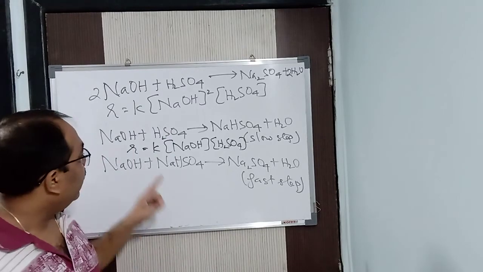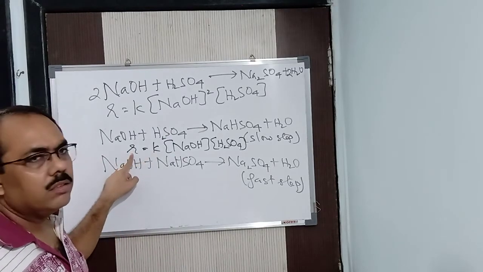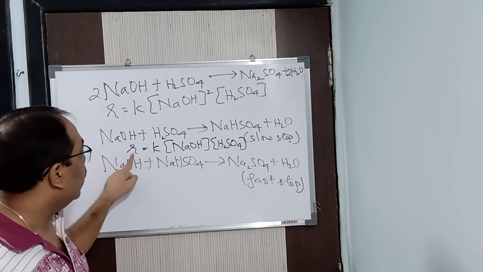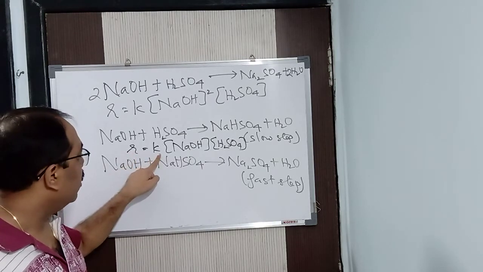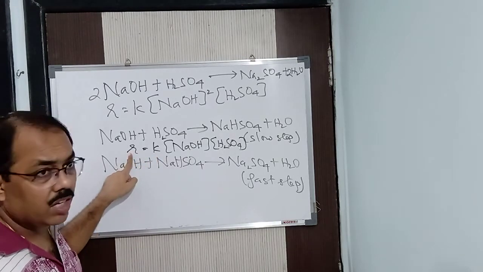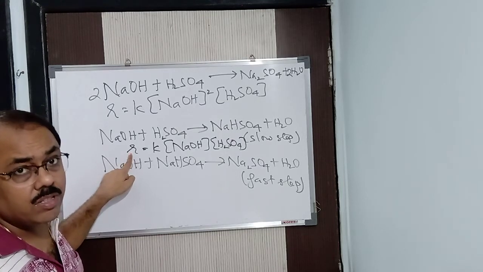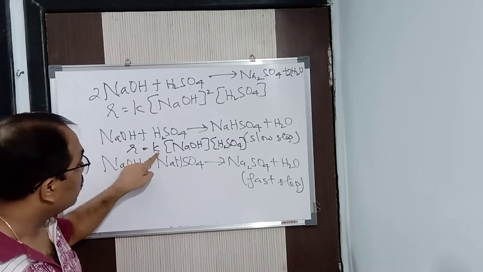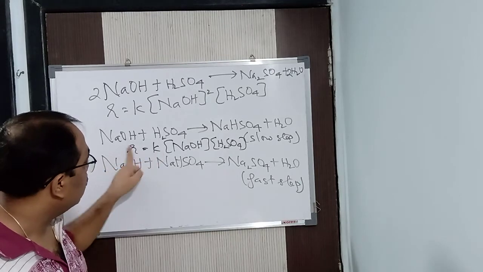It is a measure of the rate of the reaction. How? Greater the value of K, greater is the rate of reaction. If this value is greater, the rate of reaction is greater. If this value is smaller, the rate of reaction is smaller. So the value of K is a measure of the rate of reaction. If this is more, this is more. If this is less, this is less.